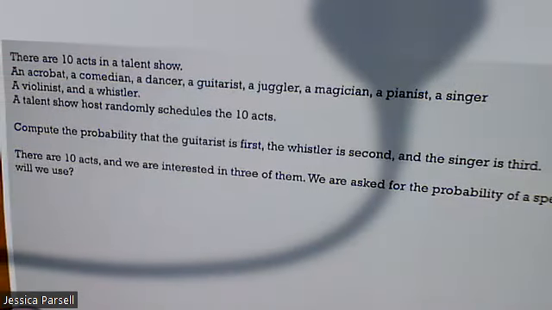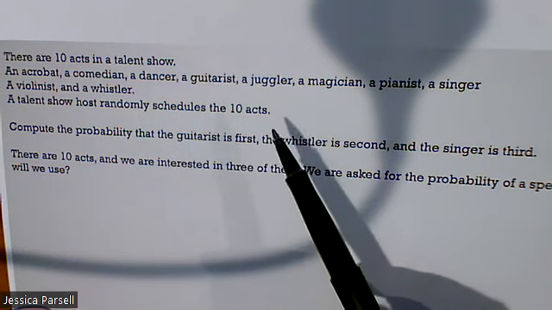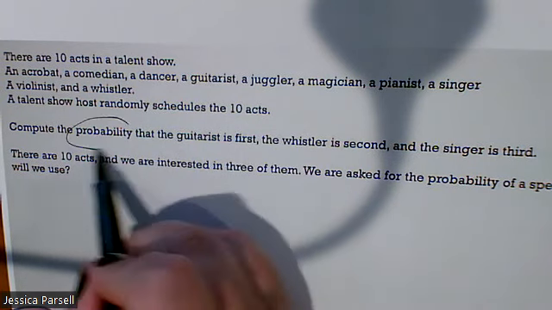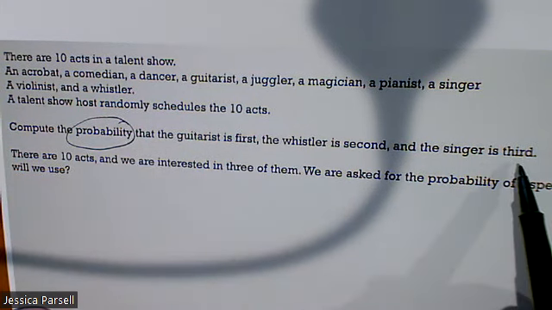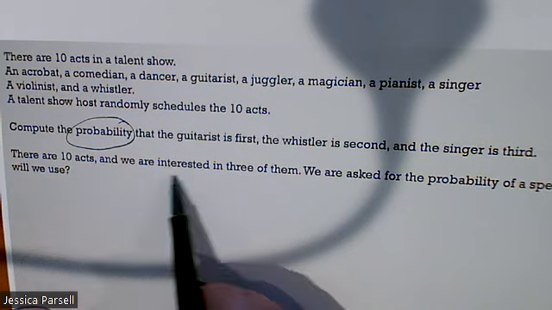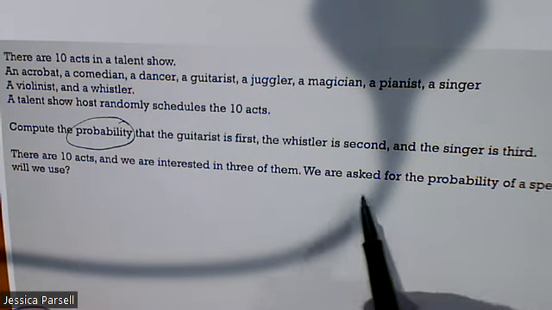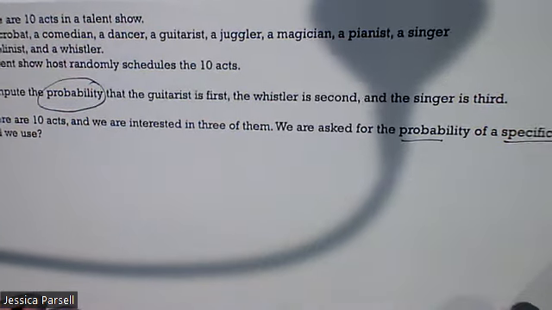Okay. There are 10 acts in a talent show. An acrobat, a comedian, dancer, guitarist, juggler, magician, pianist, singer, violinist, and whistler. A talent show host randomly schedules the 10 acts. Compute the probability, oh, this is different, let's circle that word, that the guitarist is first, the whistler is second, and the singer is third. There's 10 acts, we're interested in scheduling 3 of them. We are, at least for the first, second, and third act, asked for the probability of a specific order. What will we use?